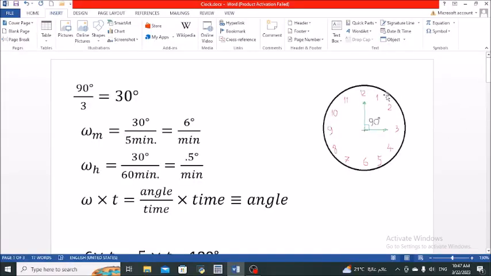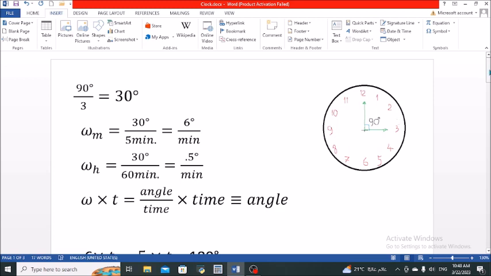As it is clear here, the distance including three spacings between numbers is 90 degrees. Thus, the distance of one space is 30 degrees. That is 90 over 3. That is one space, two spaces, the third space.